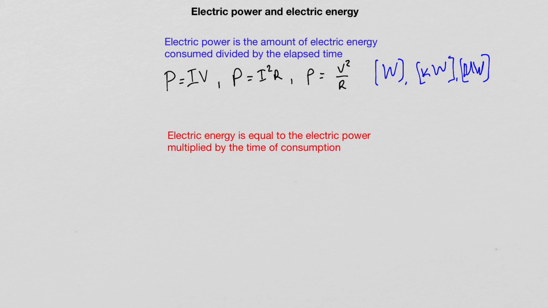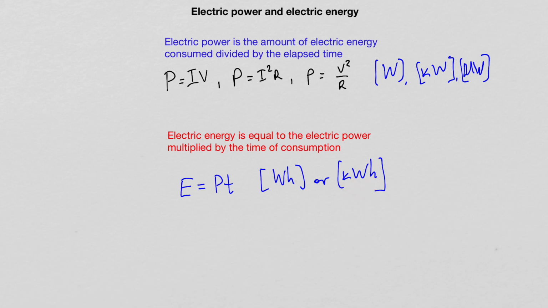Electric energy is equal to the electric power multiplied by the time of consumption. So to find the amount of electrical energy used when a certain device operates with electric power, we simply multiply the power consumption by that device and the time for which the device was operational. That gives us the electrical energy consumed. Typical units for the electrical energy would be watt-hours or kilowatt-hours.